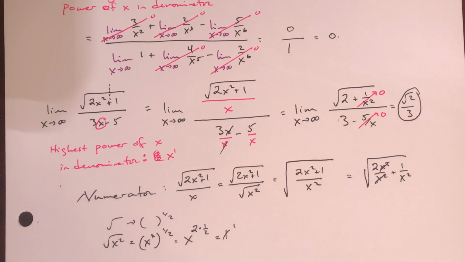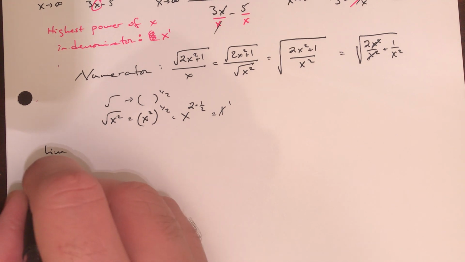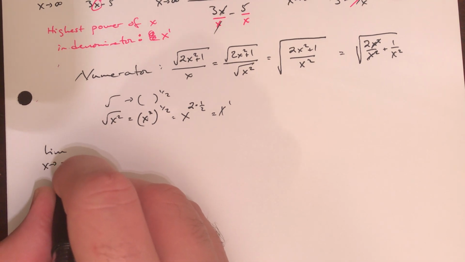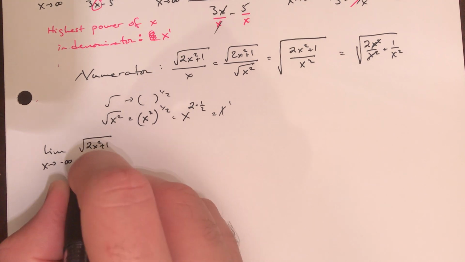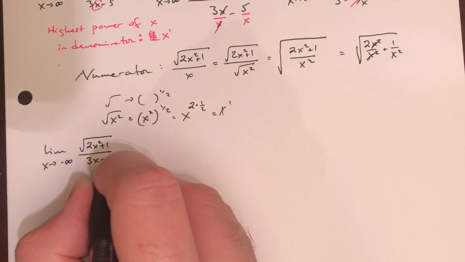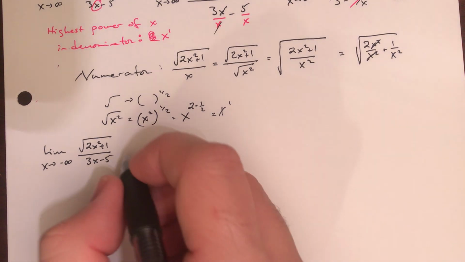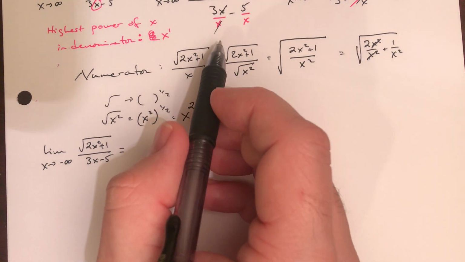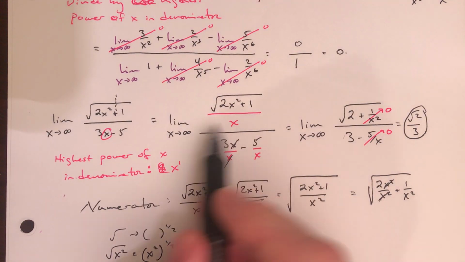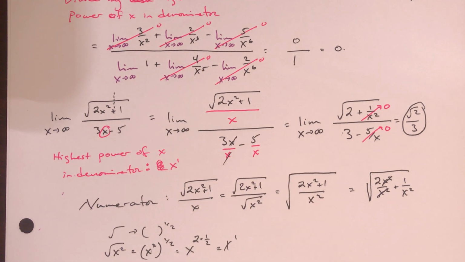So let's do that. The square root of 2x squared plus 1 over 3x minus 5. Now we're going to divide, just like we did earlier, by that highest power of x. Going to give us something like that.